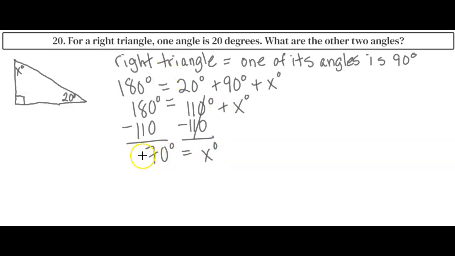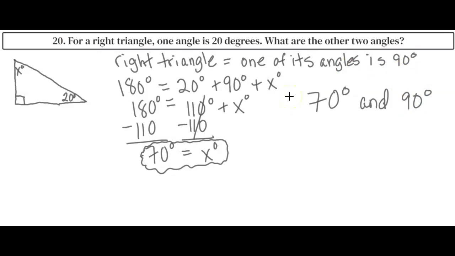Now, is this your final answer? Not quite, because it tells you what x is. But the question asks you, what are the other two angles? One of the other two angles is what you just mentioned before, which is 70 degrees. And the other angle, which is what I mentioned to you before, that angle right here, is 90 degrees.